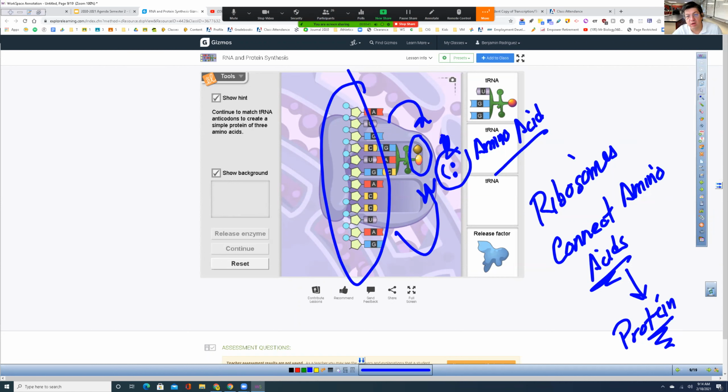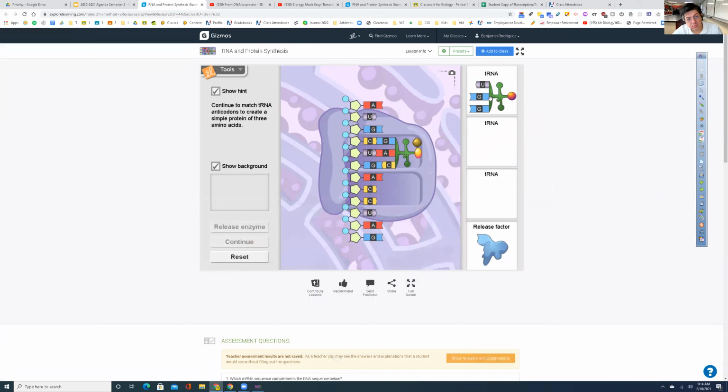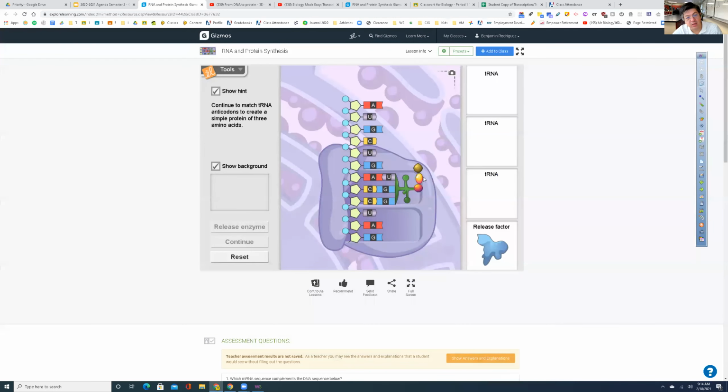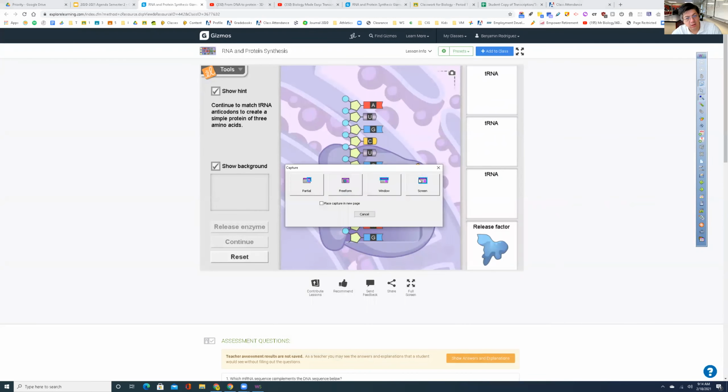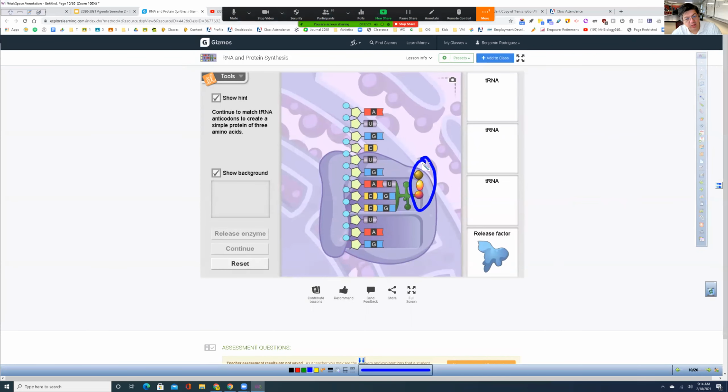So we continue with our example here. This would be the next tRNA. And look, now there are 3 amino acids connected together. And so these 3 connected amino acids, those things, that is the protein.